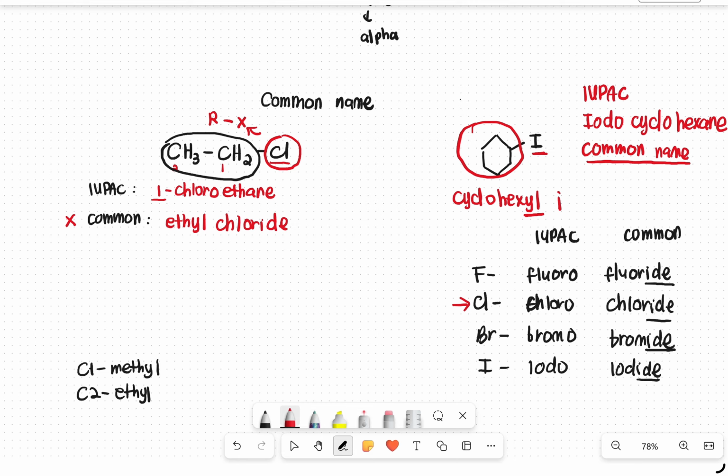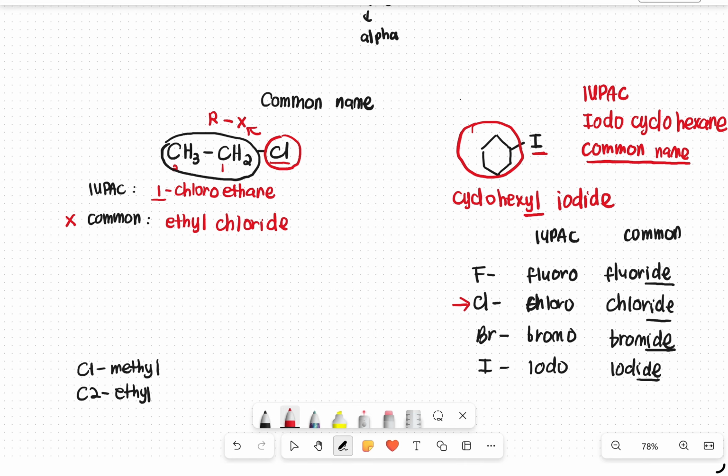Cyclohexyl iodide. So the tip here is that you have to identify the naming first, I mean what is the name of this alkyl. If you know the rules, then it is easier for you to name it, whether it is IUPAC or common. Remember, it is simple if you know the rules.